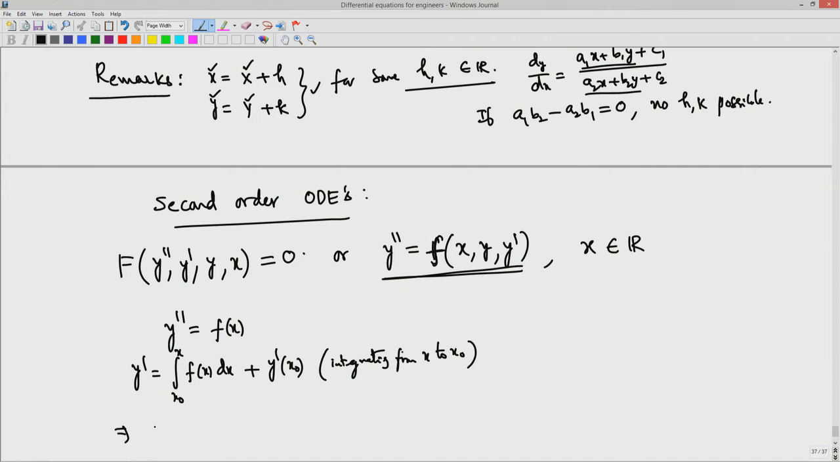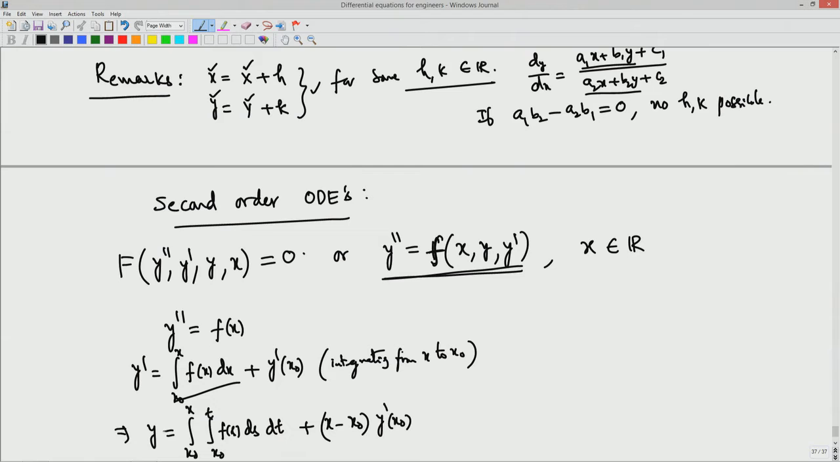One more time if you do, you get y at x equal to the integral from x naught to x. Now, whatever I have here is a function of t, so the integral of f of s ds is a function of t, dt, plus you are integrating from x naught to x. Because y dash at x naught is a constant, you are integrating it from x naught to x, and you have here y at x naught minus y at x naught.